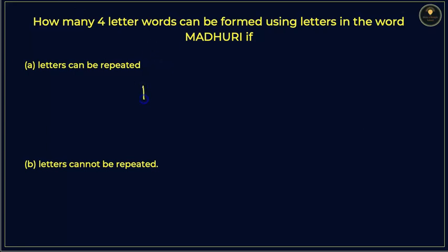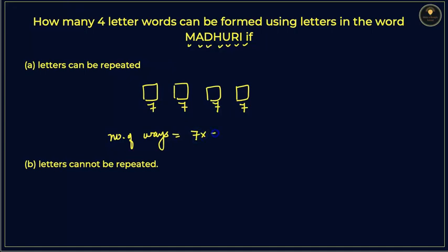So if I take 4 boxes, since we have to make 4-letter words, which means we have to make 4 boxes. Okay, in the first box we have to write how many options we have: 1, 2, 3, 4, 5, 6 and 7. So total 7 options that we have. The same 7 options we have in the second box, and the same 7 options in the third box, and it will go for the fourth box also. So if I want to find the number of ways here, I will write it as equal to 7 multiplied by 7 multiplied by 7 multiplied by 7.